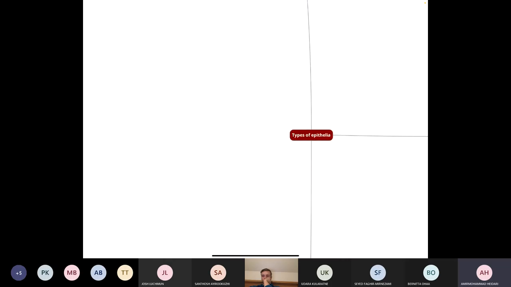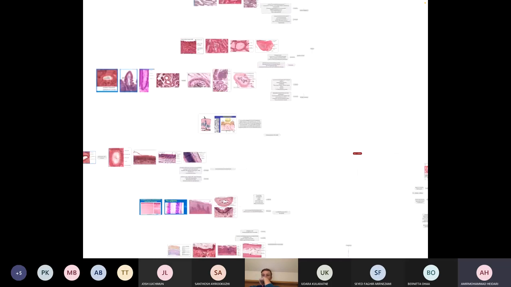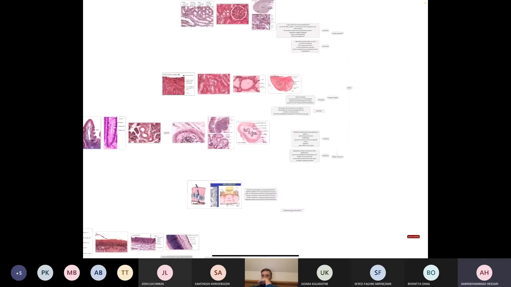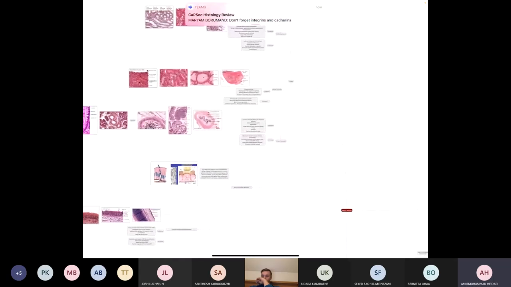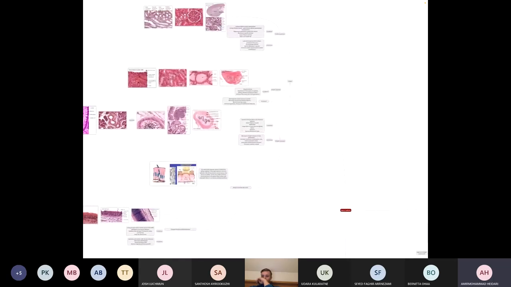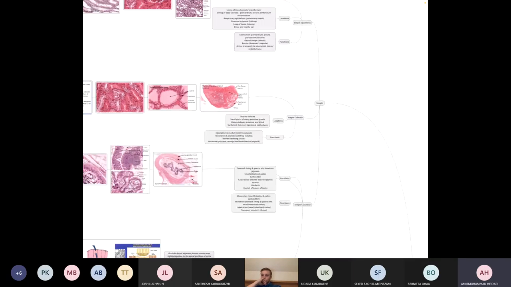Now, basically, what we're going to do is briefly go over types of epithelia on this mind map that I've made, with simple and all the other types with all the pictures. Yes, integrins and cadherins are also important. Thank you, Mariam. Yes, they do always come up in the exam. You will cover those in your MOD. But basically, cadherins connect cells to neighboring cells, and integrins connect the cells to the stroma, either the basement membrane or other parts.